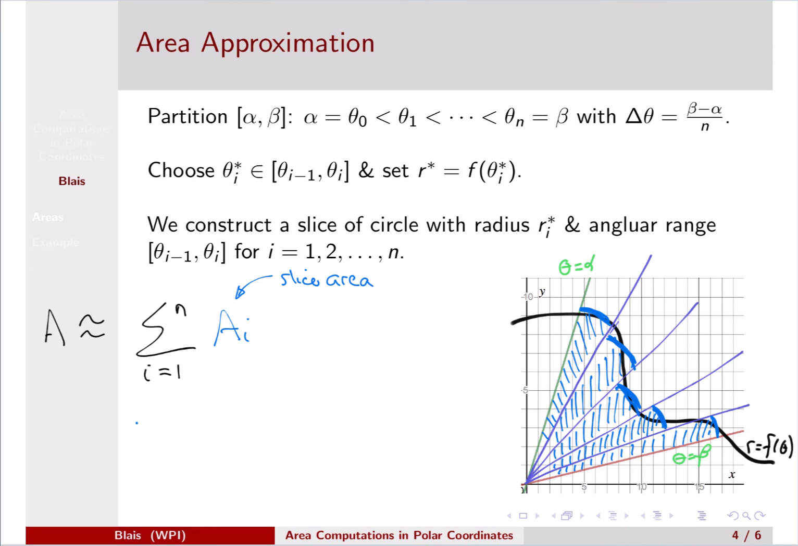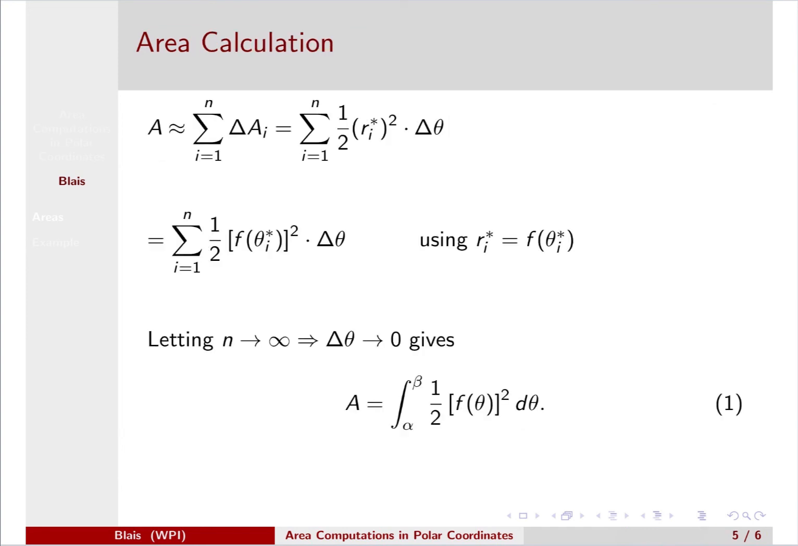And we know, from our previous slide, that the area of this slice is 1/2 R_i star squared times delta theta. And so this gives us the shaded region area depicted here. So now that we have this approximation for the overall area, we note that the R_i stars, the radii, came from evaluating the function f at the theta_i stars. So we make that change. And then we note that this is a Riemann sum.